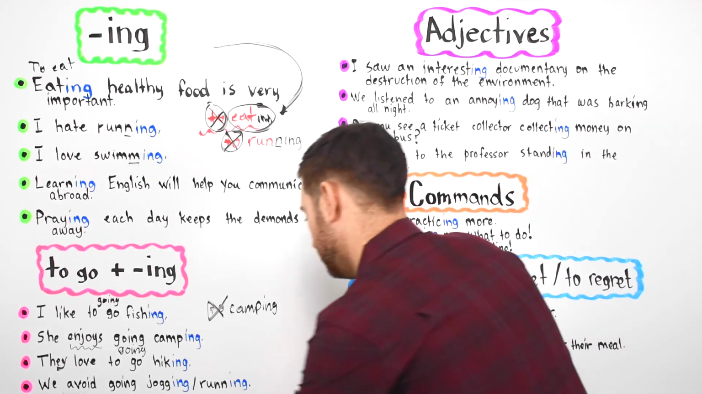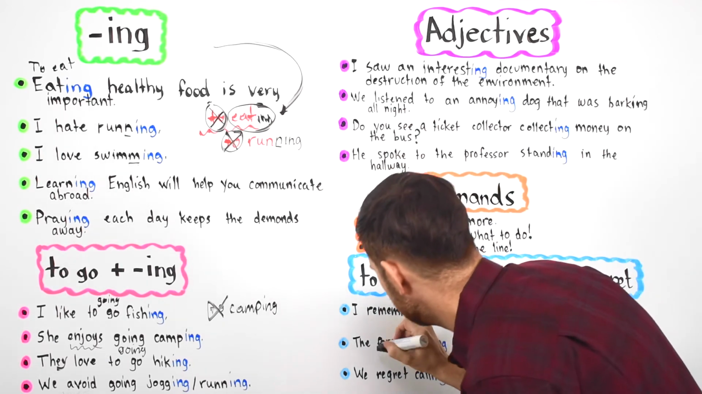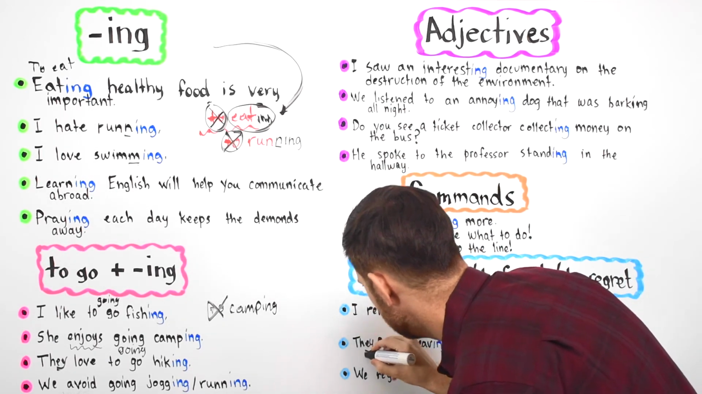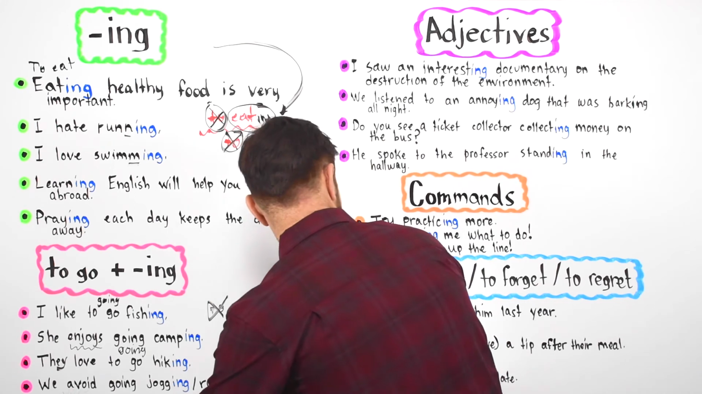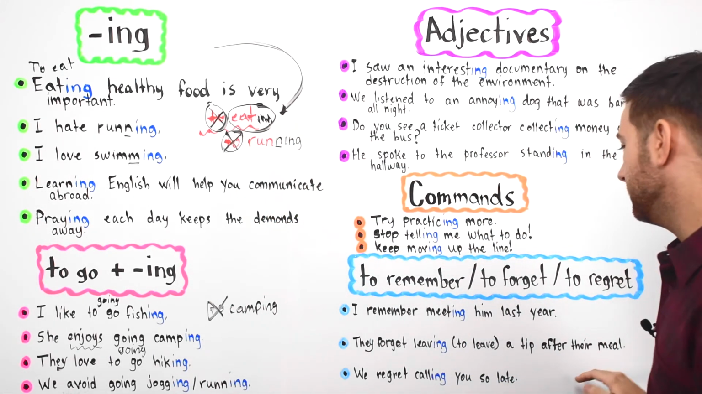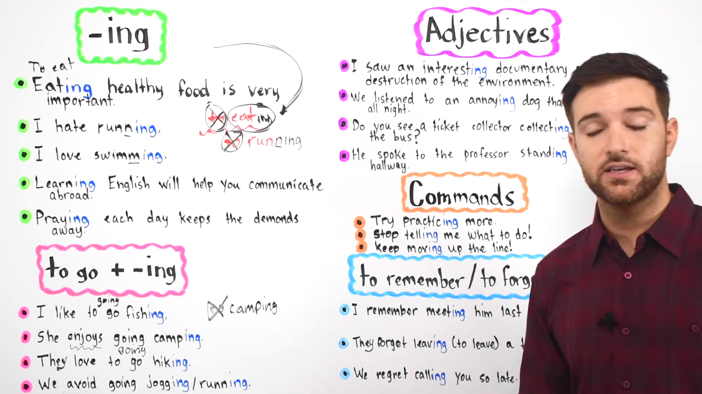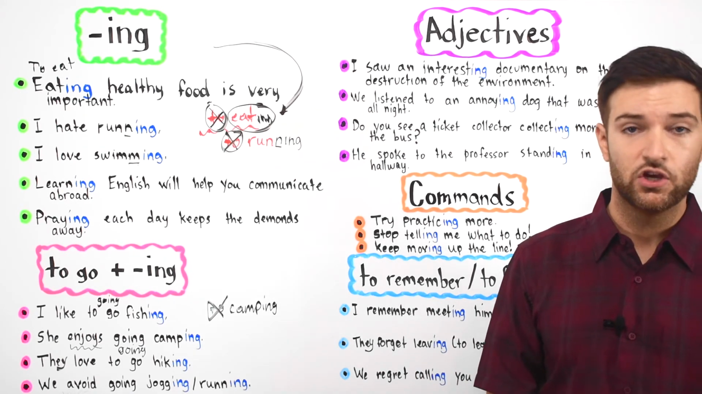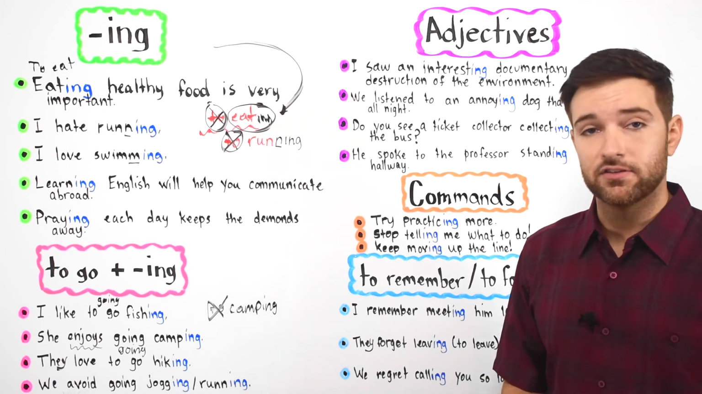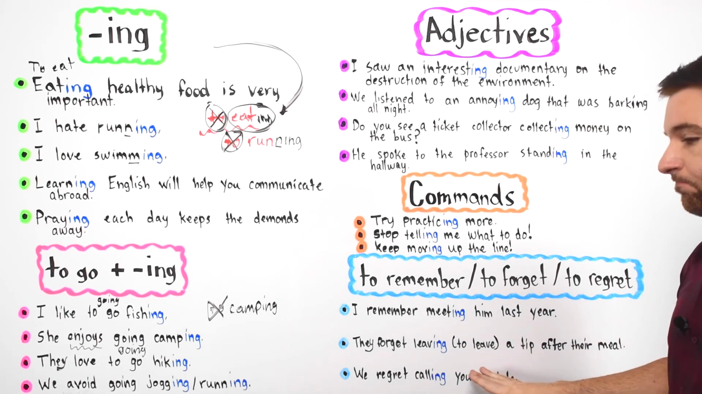They, okay, this is they. It's a pronoun, it's not the. It's a mistake here. They forget leaving a tip after their meal. Or they forget to leave a tip after their meal. Okay, they forget leaving a tip after their meal. They forget to leave a tip after their meal. Something interesting about this one.